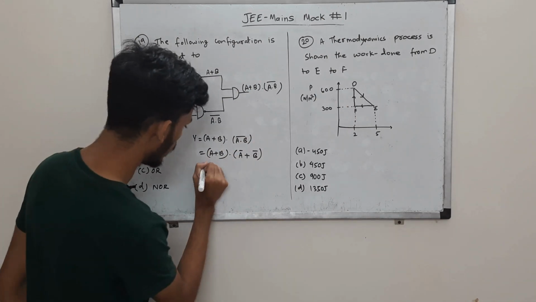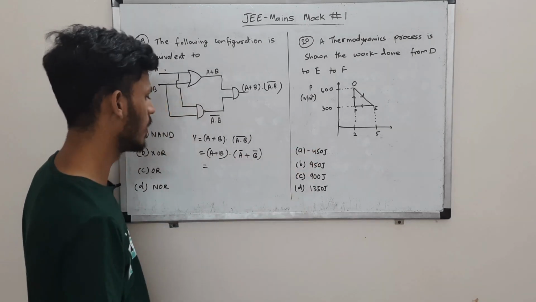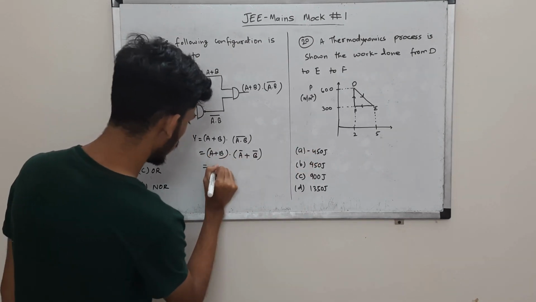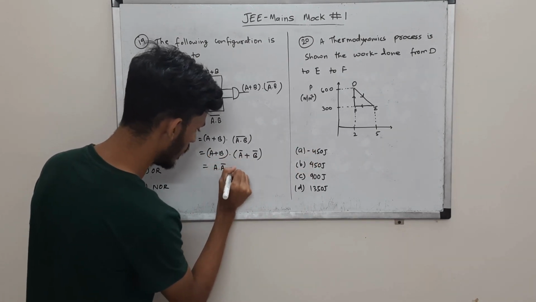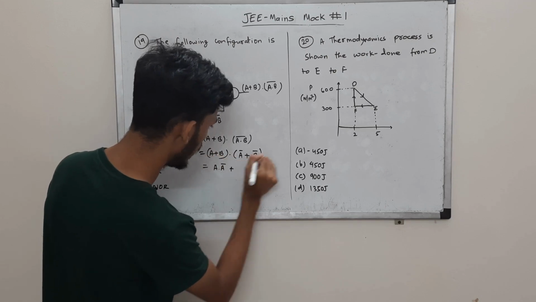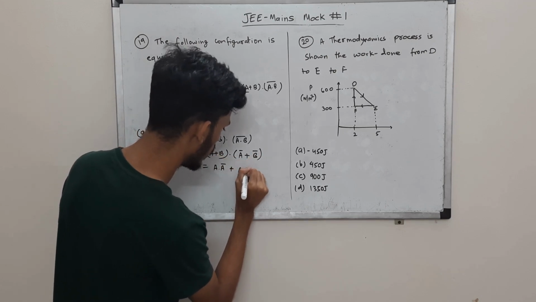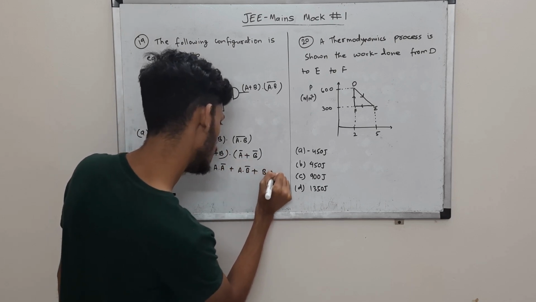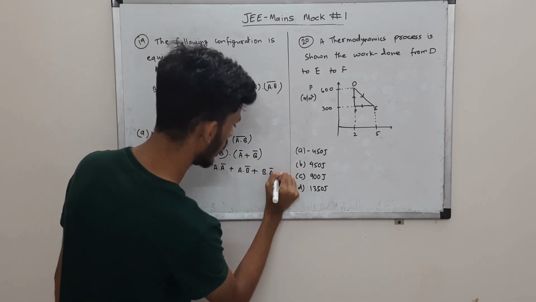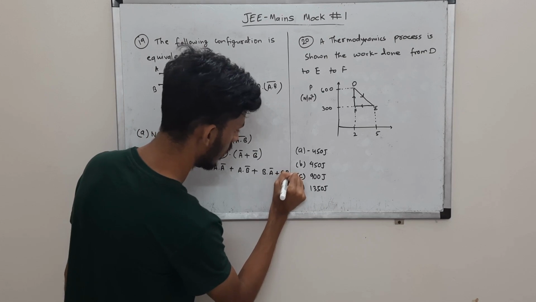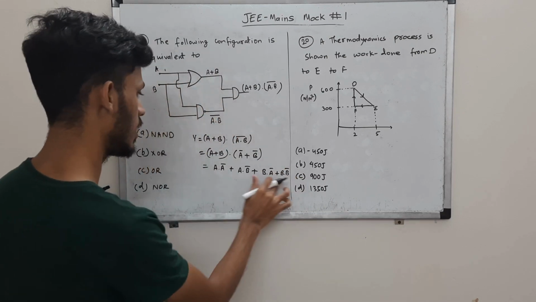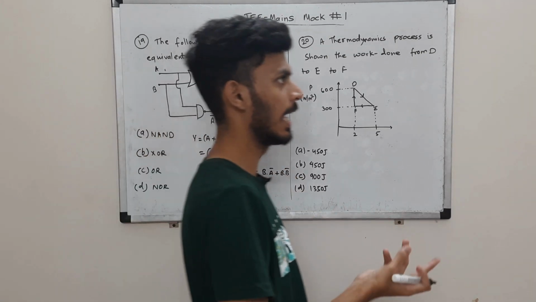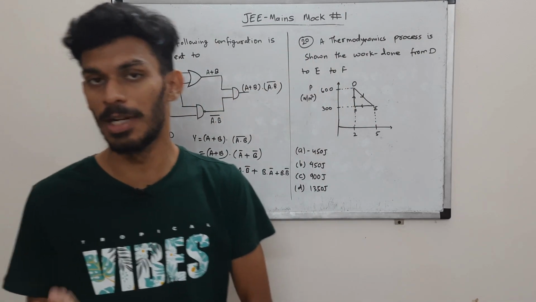Okay, so now multiply each term. Now open the brackets basically. So this will be A dot A complement, and then A dot B complement. This will be B dot A complement, and finally B dot B complement. Now the first and the last term will be 0. A dot A complement and B dot B complement is 0.